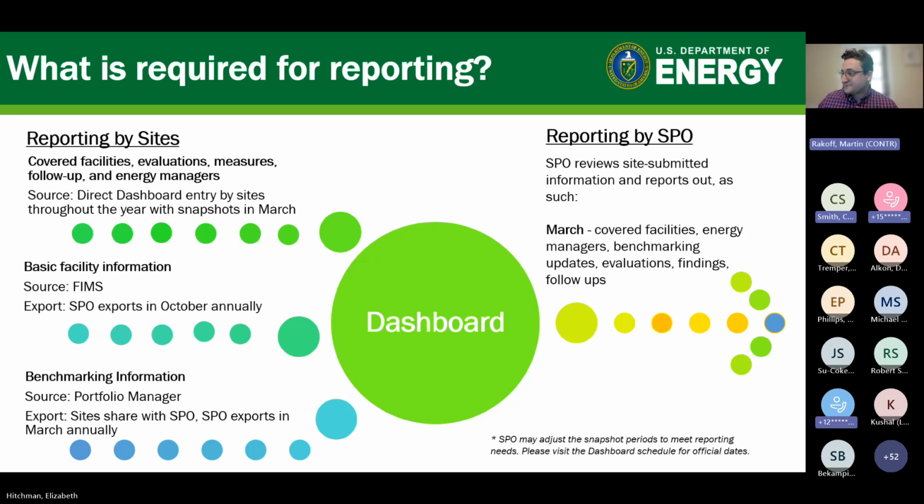And so just for a brief reminder, CTS is the web-based reporting system to certify compliance with EISA 432. So uploaded data, again, includes coverage status, evaluations, findings, M&V, benchmarking, and then FEMP takes a snapshot of the data at the end of March and at other times throughout the year to document incremental progress.